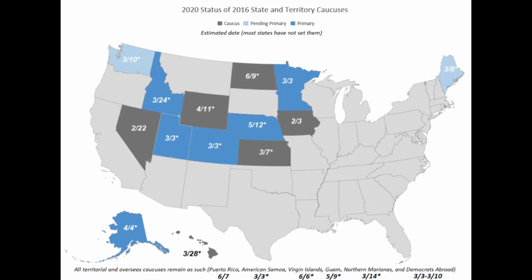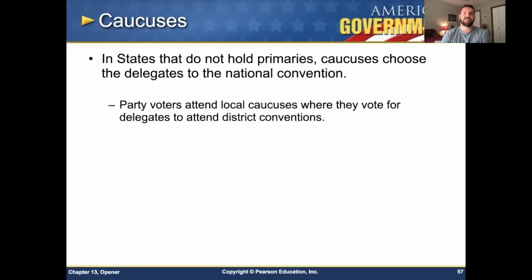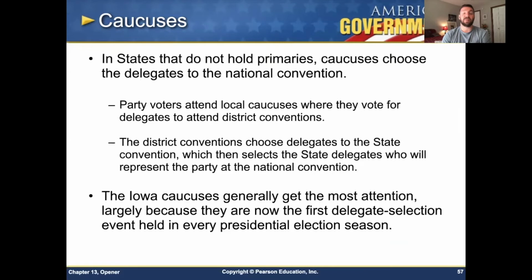Now, as far as caucuses, they are not common. Off the top of my head, 7, I think, states still hold caucuses. So I'm not going to spend a ton of time here. Mississippi is not one of them. In the states that do not hold primaries, caucuses choose the delegates to a national convention. Party voters go to a local caucus where they vote for delegates to attend a district convention, and then they go into a state convention, and then they go into the national convention. So it's like levels up.